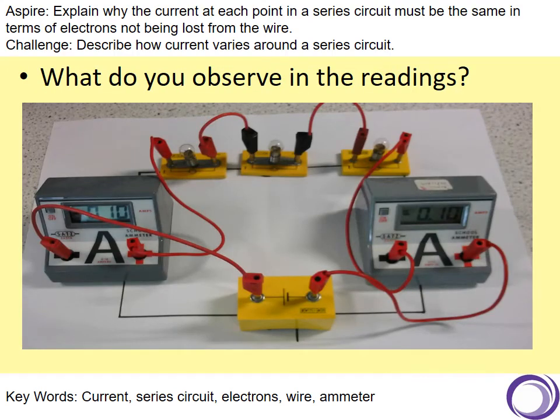So here we've got 3 bulbs, and as we can see from the readings, the current in amps has dropped from 0.13 down to 0.10.